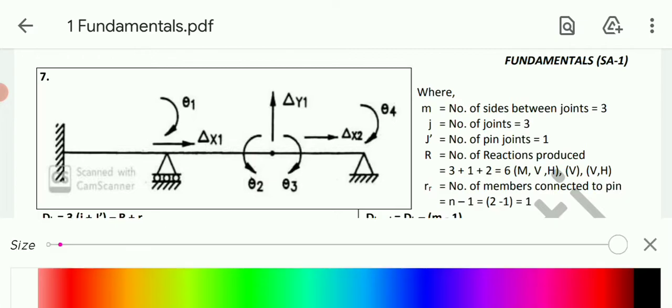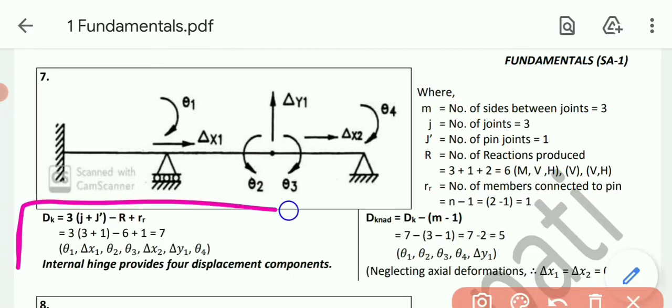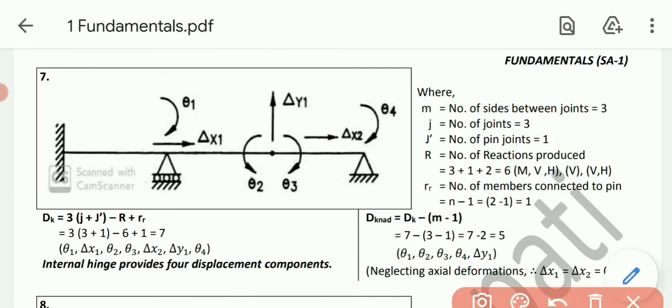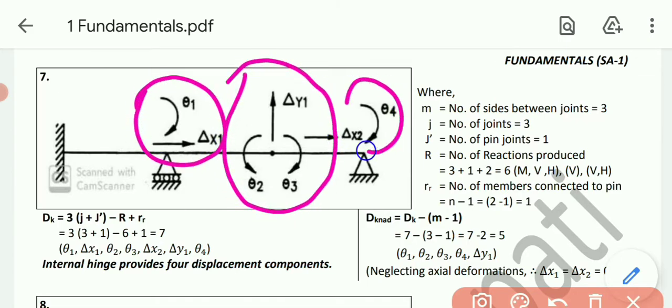So ultimately we can say DK is 3 times J plus J dash, minus capital R plus small r. The formula is changed compared to the previous one. 3 times J, that is 3, J dash 1, this one, minus capital R, that is 6, plus small r, that is 1. So simplifying the terms, 3 into 4 is 12, minus 6 is 6, plus 1 is 7, the answer comes 7. And as I told you, the 7 terms are this one, this 4, this 2 and this 1. So ultimately these are our answer.